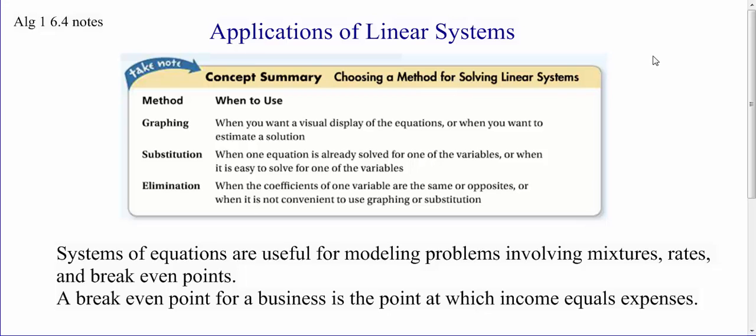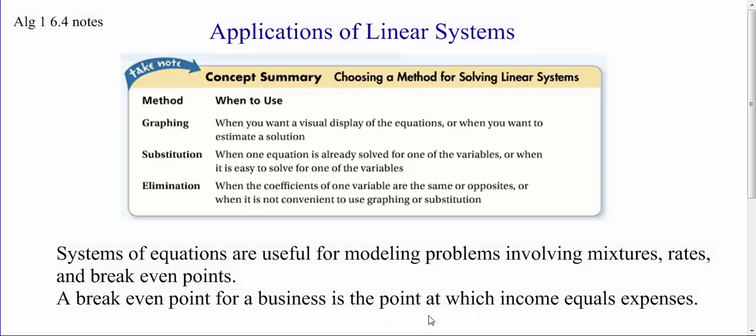On this screen, you see the three ways that we've used to solve systems. There's truly nothing new to you there. Substitution, elimination, graphing are the three ways. But what we want to talk about is the real life application of these problems. So we can use systems for lots of things. We're going to look at some of them today: mixtures, rates, break even points. And we should probably start with this definition.